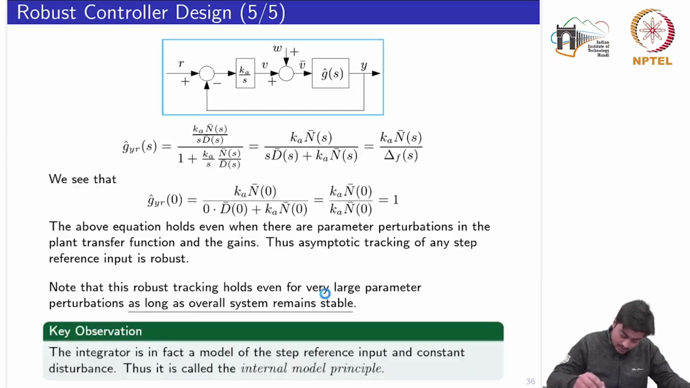But there are some design considerations also, which we will talk about a bit later. But the key observation here is that we have included an integrator into the design of the controller, and this integrator is in fact nothing but the model of the disturbance, because the disturbance was taken as a constant signal and the Laplace transform would be an integrator. So we have implicitly included a model of the step reference input and the constant disturbance. This way of designing the controller is also called the internal model principle.